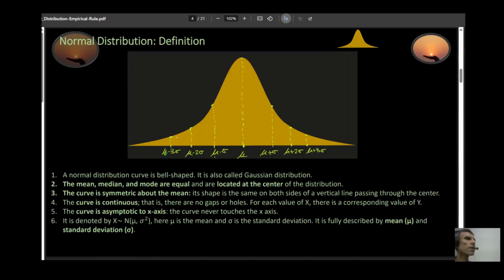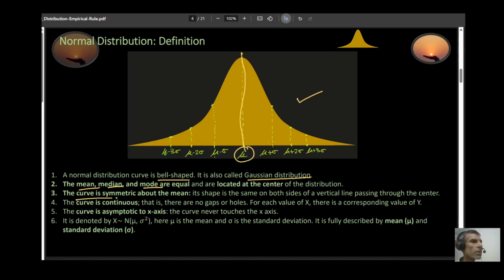So let's look at some of the key points of this curve. The first one is it is a bell-shaped curve. You can tell just by looking at it. Number two, it is also called a Gaussian distribution. That's another name for that. The mean, median, and mode are equal. So your mean, median, mode, which would be right here, are located exactly at the same place. They're at the center.